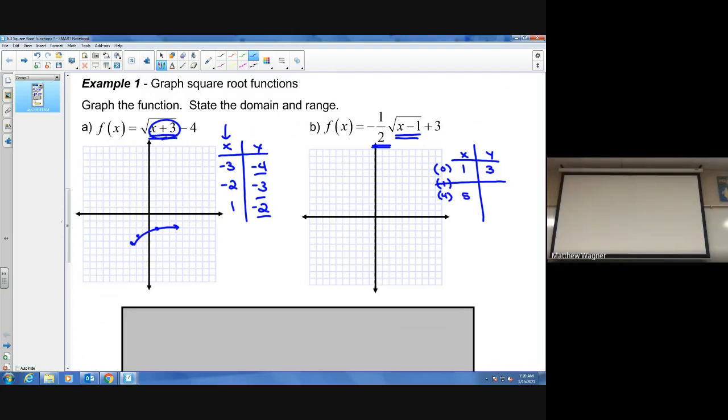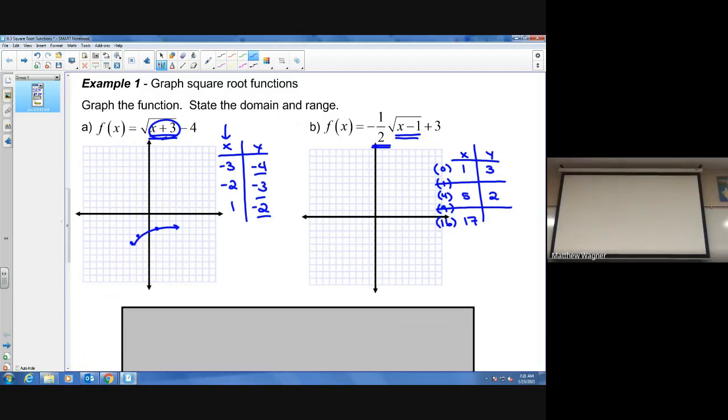So I'm going to have to plug in a 5. 5 minus 1 is 4. Square root of 4 is 2. 2 times negative 1/2 is negative 1. Negative 1 plus 3 is 2. The next perfect square would be 9. Again, the square root of 9 is 3. 3 times a half, that's going to be a non-integer value. So I'm going to skip ahead to 16. What gives me 16 there? Well, about 17.